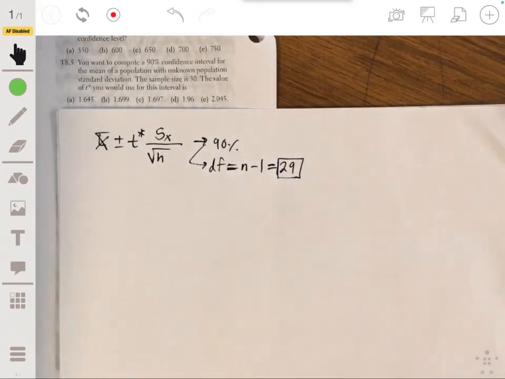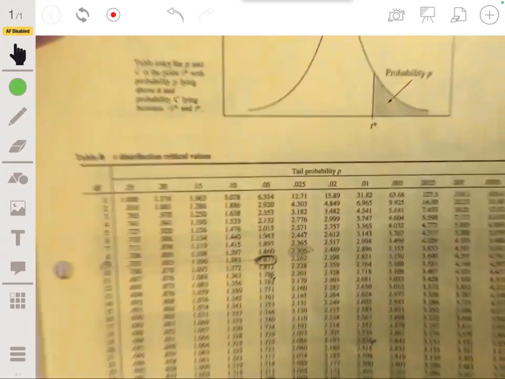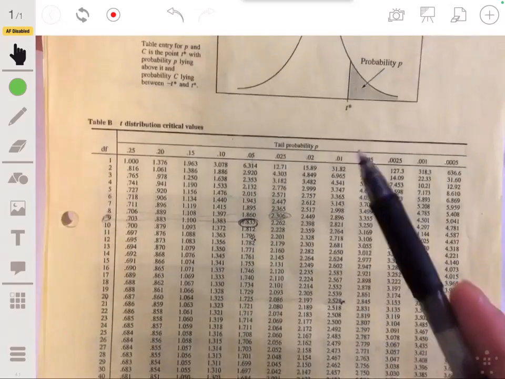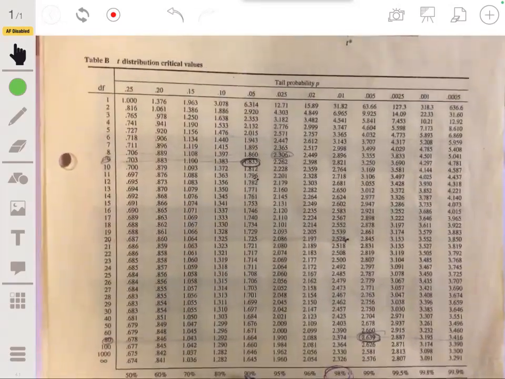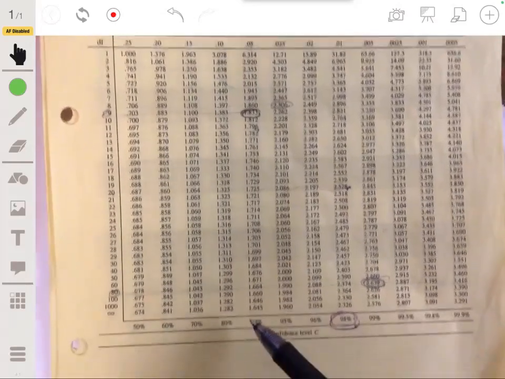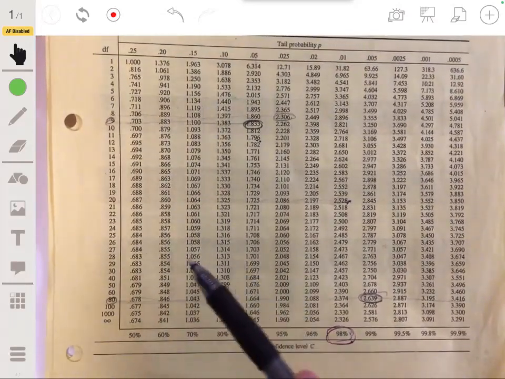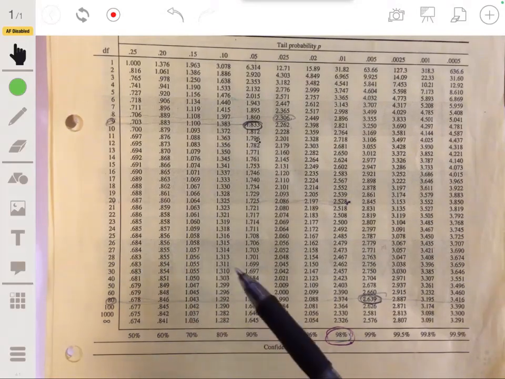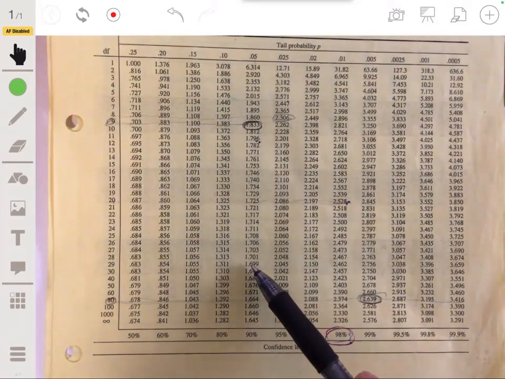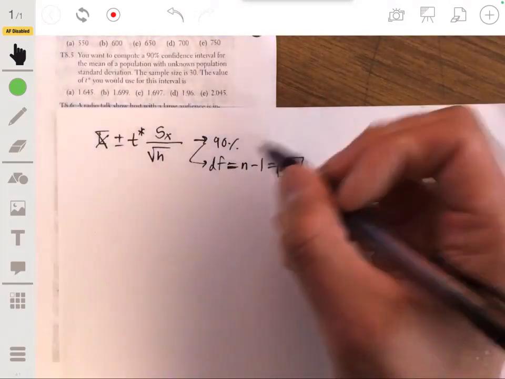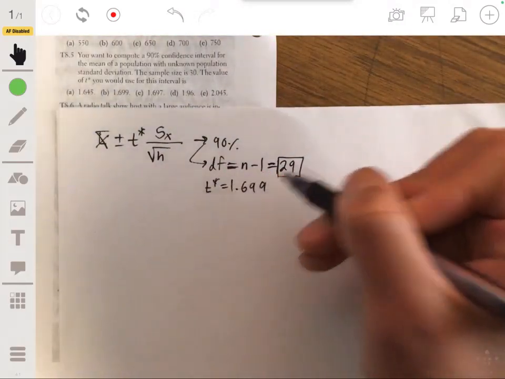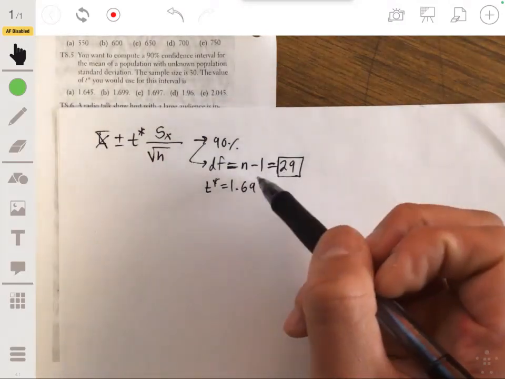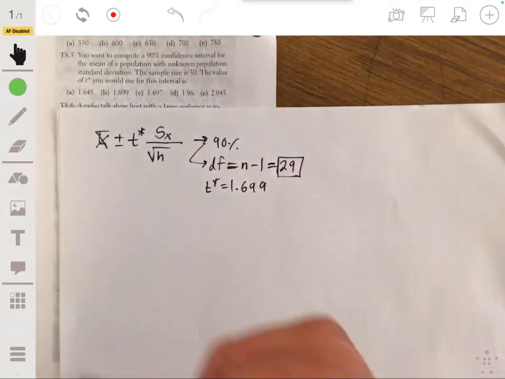So we're going to look at our table. Turn to table B, and this is again in your formula packet. So we look at table B with our t star. The bottom row here says the confidence level, so we look at the 90%. And we look for the one that corresponds to 29 degrees of freedom. And here we're going to have 1.699. So then our answer will be B.